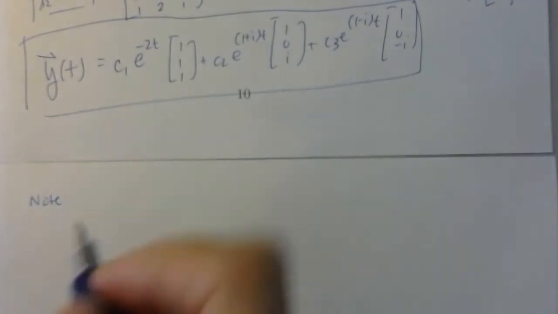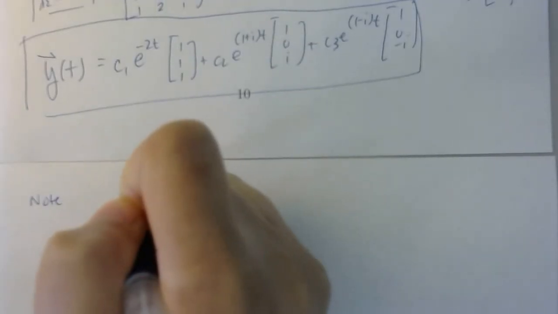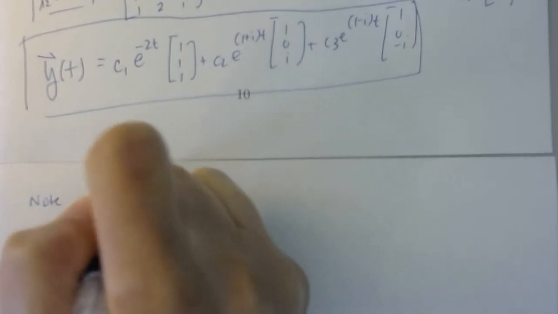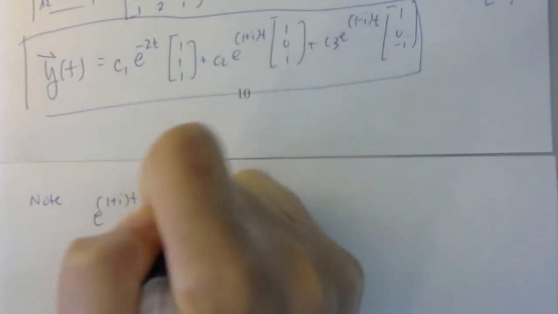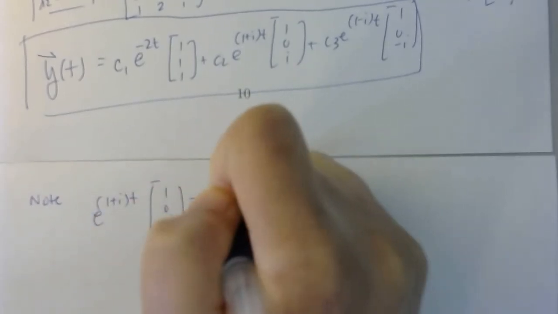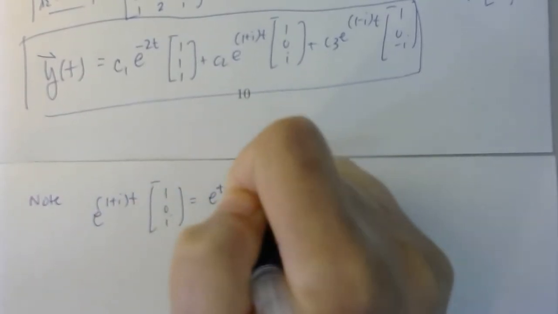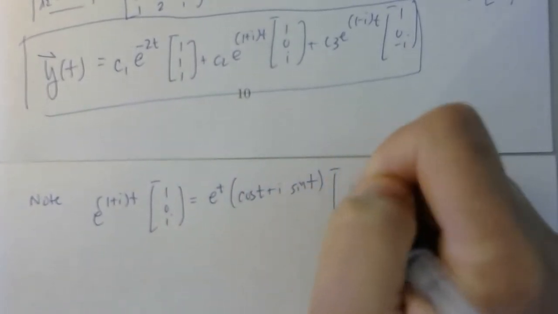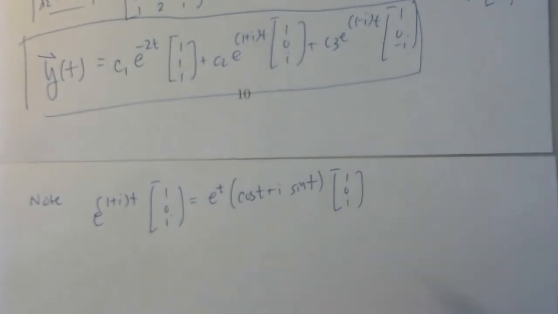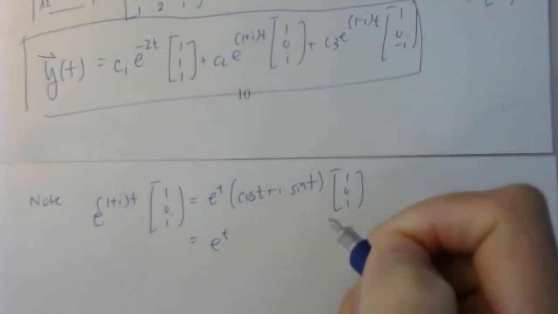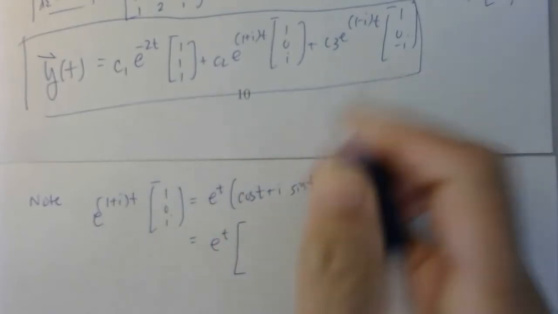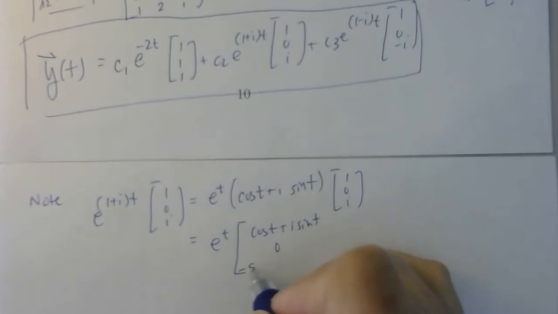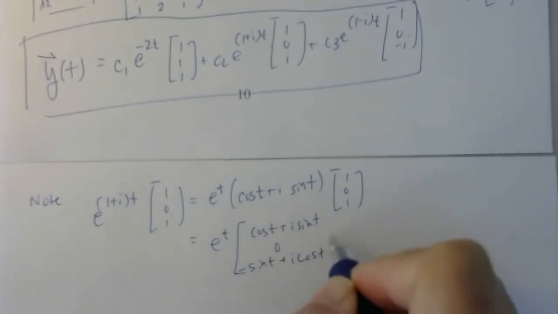Yeah. If I look at this as a sine and a cosine, so I have e to the (1 plus i)t times (1, 0, i). That's actually e to the t times (cosine t plus i sine t) times (1, 0, i), which is like e to the t times (cosine t plus i sine t), 0, minus sine t plus i cosine t, right?